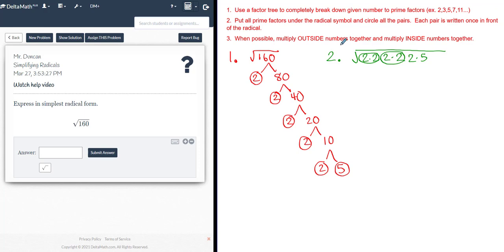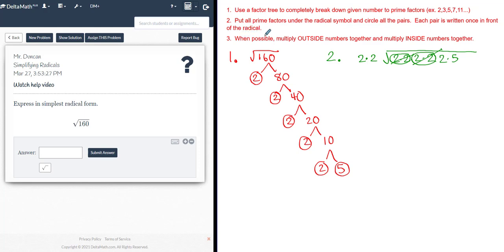So when I come over here, let me see if I can move this a little bit. Give myself a little bit of room. So this pair right here, I'm going to cross it off and I'll write a 2 on the outside. And then these two 2s, I'll cross off and I'll put a second 2 on the outside. Remember this, each pair is written once in front of the radical. So there's one pair, there's a second pair. So I've got two 2s outside.